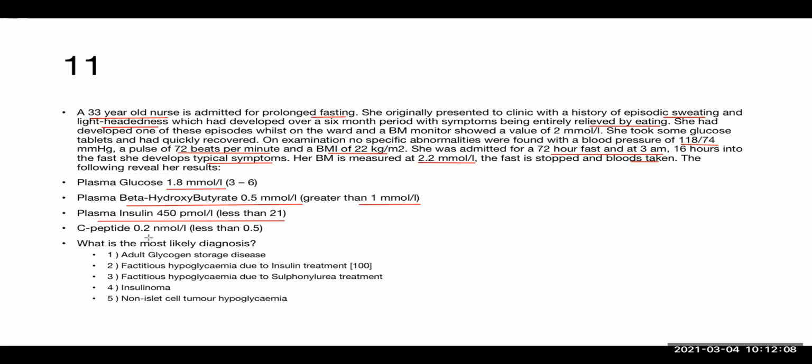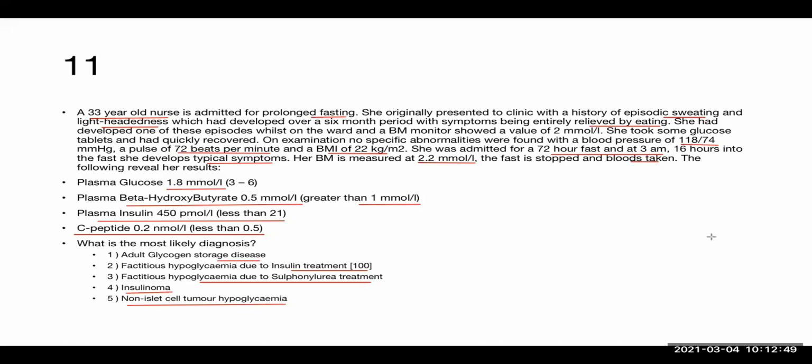Now another clue: C-peptide. Look at the level of C-peptide. It should be less than 0.5, and in this case, it is 0.2. So it is not high. What is the most likely diagnosis? Adult glycogen storage disorder, factitious hypoglycemia due to insulin treatment, factitious hypoglycemia due to sulfonylurea treatment, insulinoma, or non-islet cell tumor hypoglycemia. Anybody?